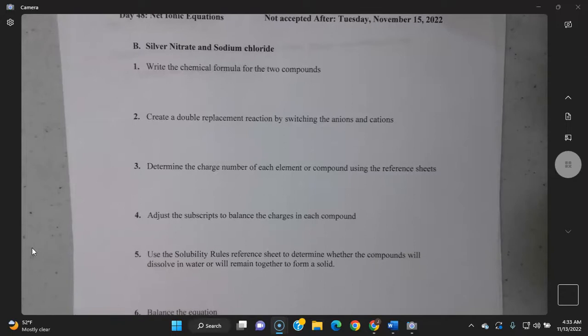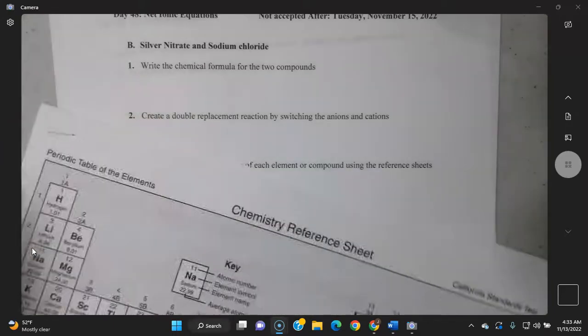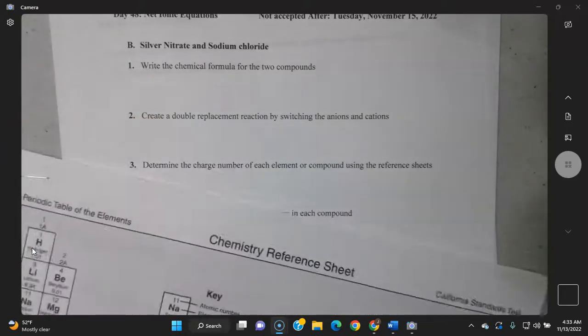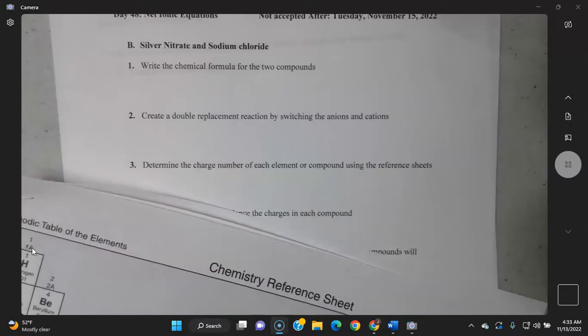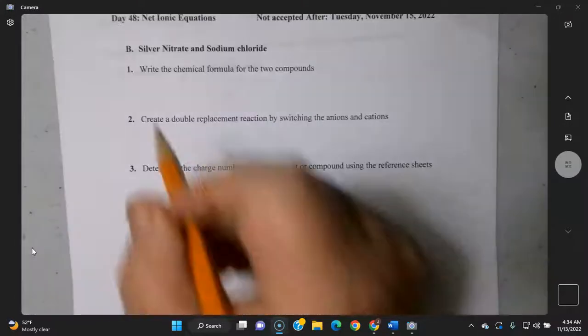So it says silver nitrate and sodium chloride. You're going to create a reaction between those two. So let's see how to do that. First, you have to know how to write the chemical formula from those. So we have silver is Ag. So we're going to put Ag.